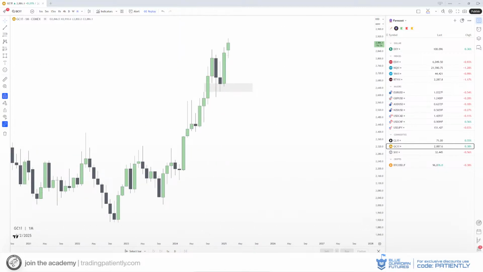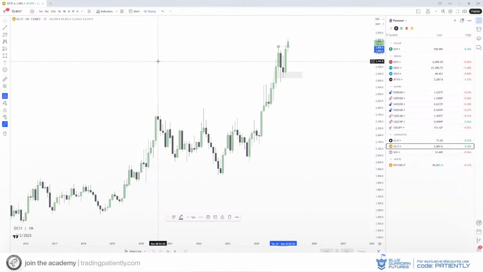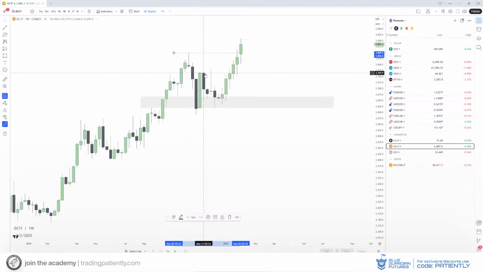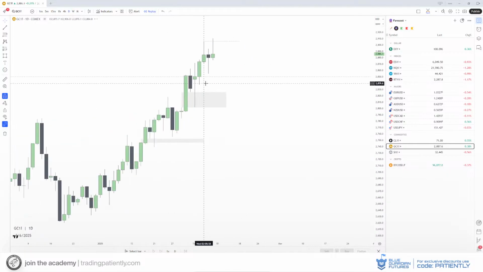Monthly internal to external played out, right? We're seeing all-time high type price action on gold. Weekly, no gaps in this weekly, which is interesting. Daily sweeping these highs.